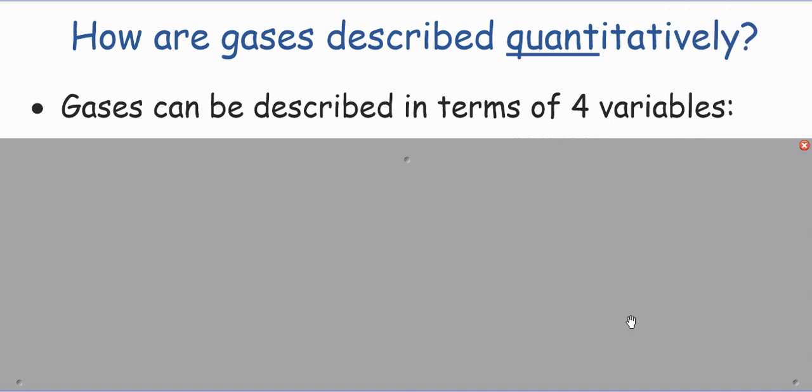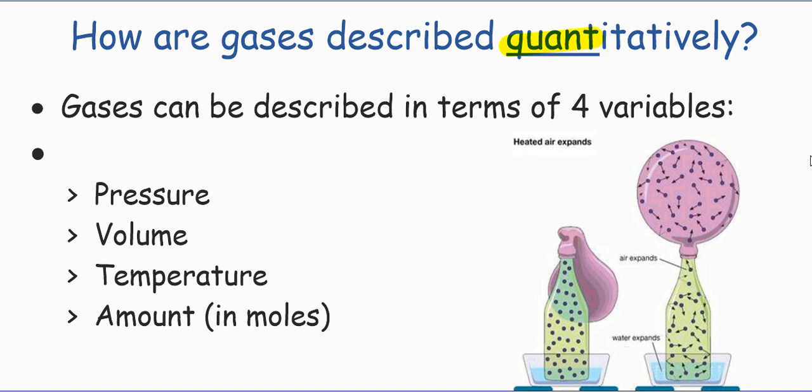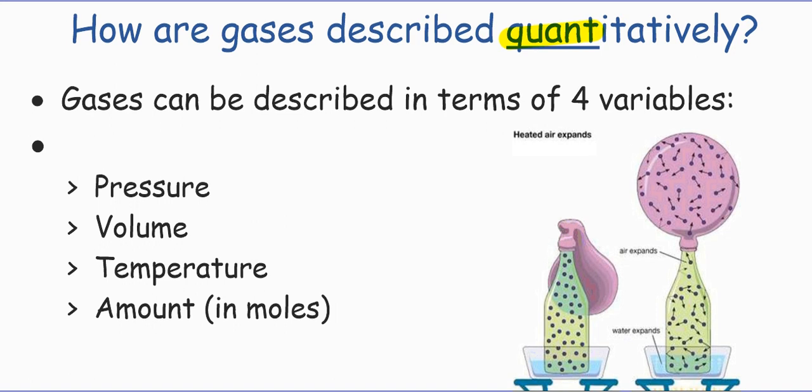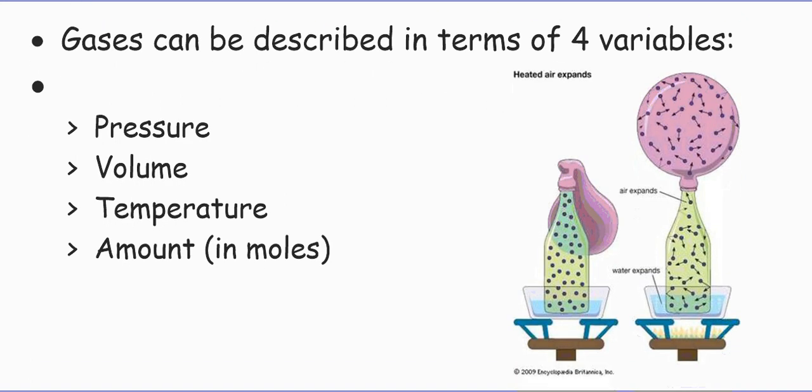This video is going to go into how we can describe gases quantitatively, so with numbers. The main four variables that we can describe gases with are pressure, volume, temperature, and amount. You'll see me abbreviate pressure with P, volume with V, T for temperature, and amount is going to get the symbol N.